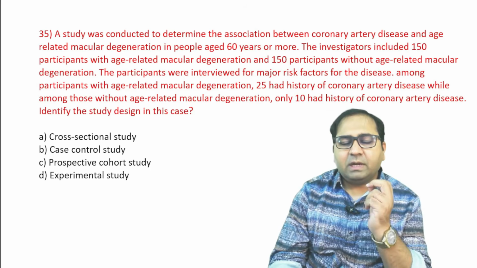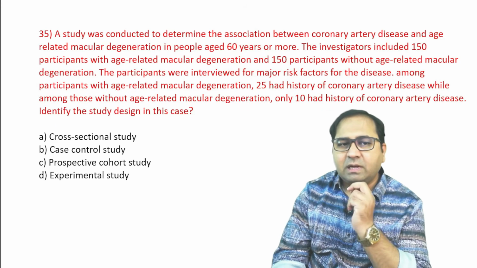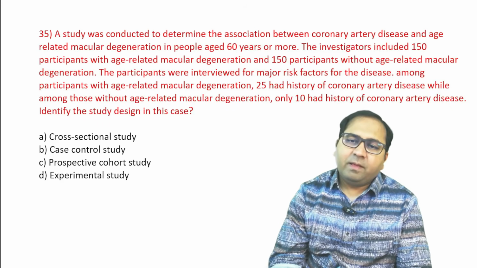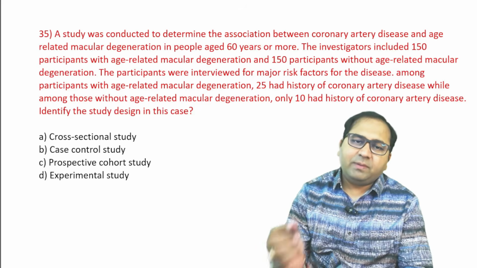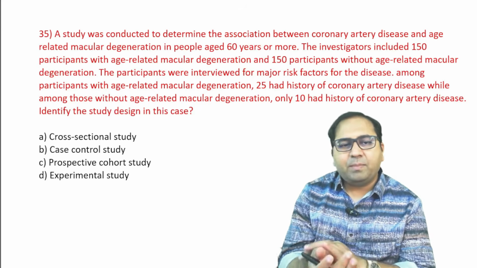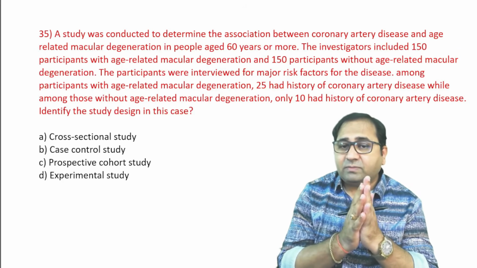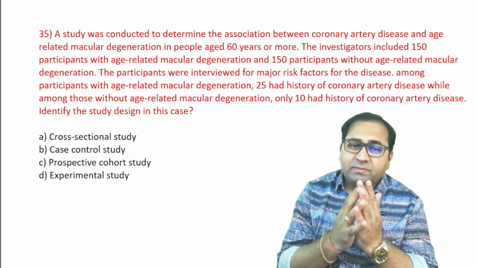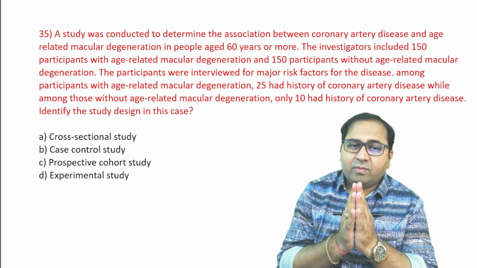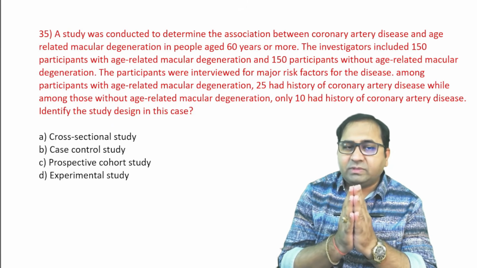Next question. A study was conducted to determine the association between coronary artery disease and age-related macular degeneration in people above 60 years of age. The investigators included 150 participants with age-related macular degeneration and 150 participants without age-related macular degeneration. The participants were interviewed for major risk factors for the disease. Among the participants with age-related macular degeneration, 25 had history of CAD, while among those without age-related macular degeneration, only 10 had history of CAD.